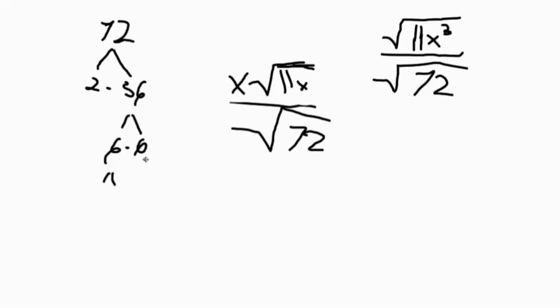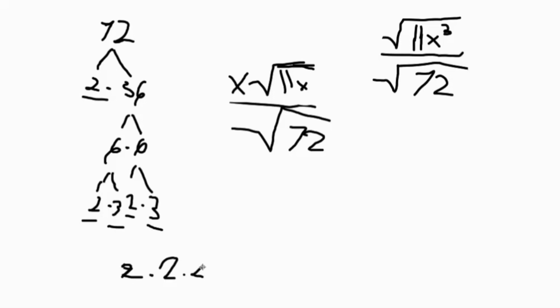And then we have to figure out 6 times 6 and 6 times 6. We know that 2 times 3 gives us 6, as well as 2 times 3 on this side. And then we're going to pull out the prime numbers here. So we have 2, 2, 2, 3, and 3. We can write this as 2 times 2 times 2 times 3 times 3. And then we pull out the prime numbers here. So we have 2 times 3 times 2 times 3.